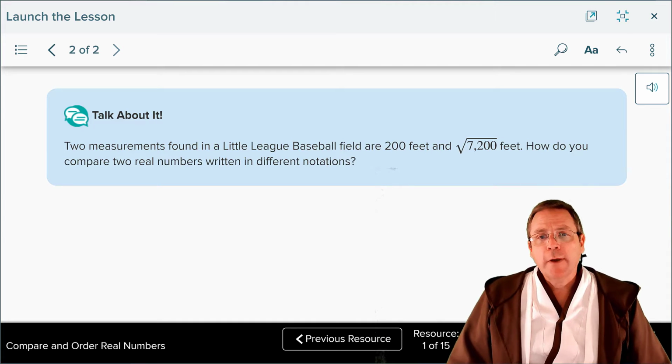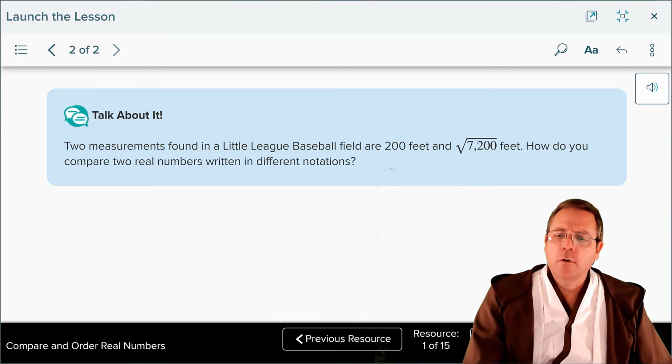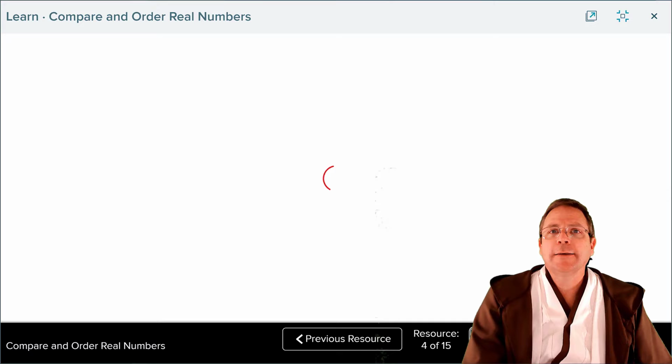Two measurements found on the Little League baseball field are 200 feet and the square root of 7,200 feet. How do you compare the two real numbers written in different notations? Well, this is all part of what we're going to learn about in today's lesson.